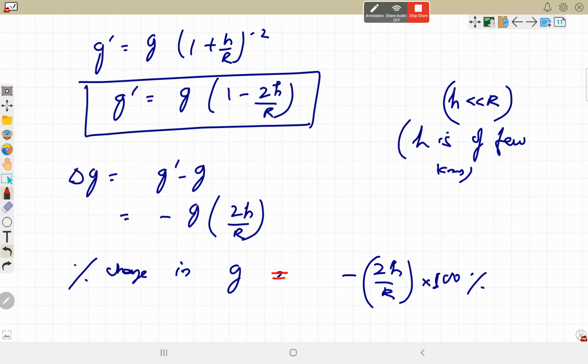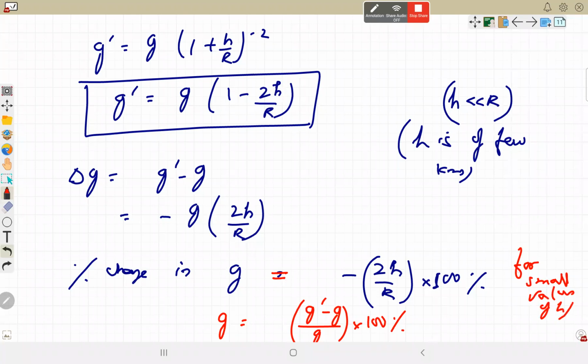Okay, the percentage change in acceleration due to gravity is minus 2h by R percent when we go above the surface. Otherwise, if it is a larger height, then we have to calculate the percentage change in gravity as g dash minus g by g into 100%. This is for small values of h. For large values, we calculate g dash and then g dash minus g by g into 100. That's the acceleration due to gravity.